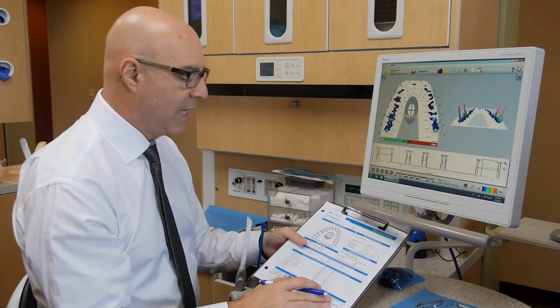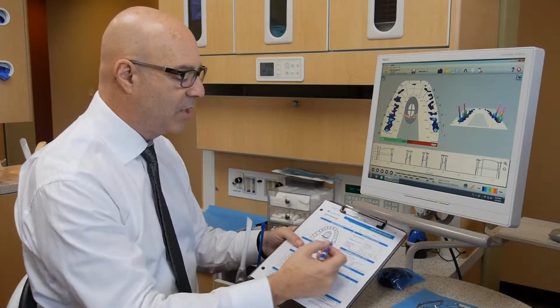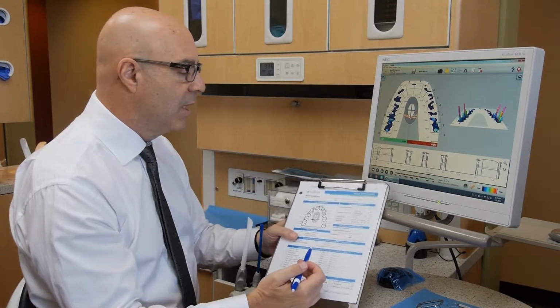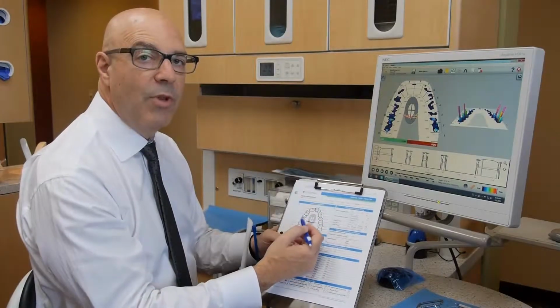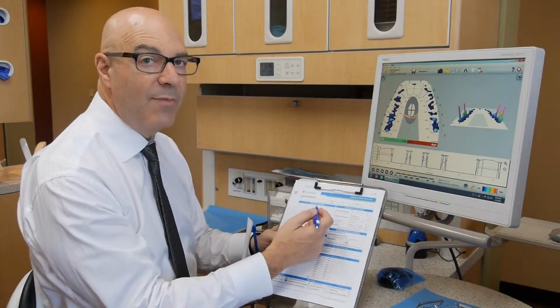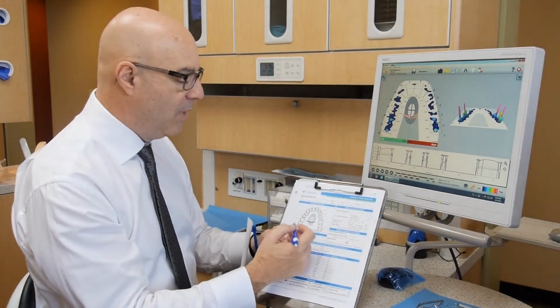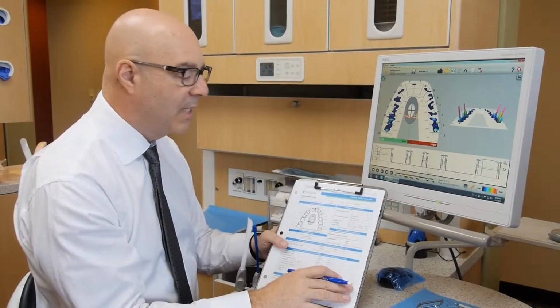The next thing that we're going to look at is the force distribution around the arch. And on your dental force analysis form, we have put some guidelines inside each tooth to represent the percentage of force that we would expect to see on these teeth. Now, these are just a guideline. However, they give us an idea of how close the patient is to what's normal. Ideally, if our force on any one tooth is more than 5% higher or 5% lower than normal, then we would consider that to be an abnormal force on that tooth.